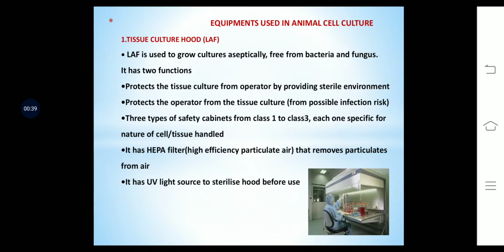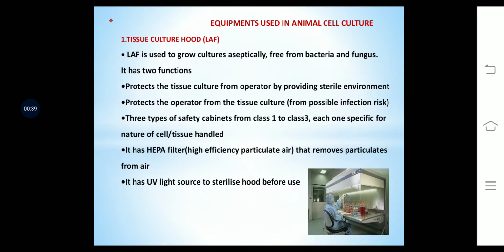Coming to the first one, tissue culture hood. Tissue culture hood is used to grow cultures aseptically, which will be free from bacteria and fungus. It has got two functions. One, it protects the culture from the operator, and it protects the operator from the tissue culture. The second one is more, this condition holds true when you are culturing the virulent strains of bacteria or virus.